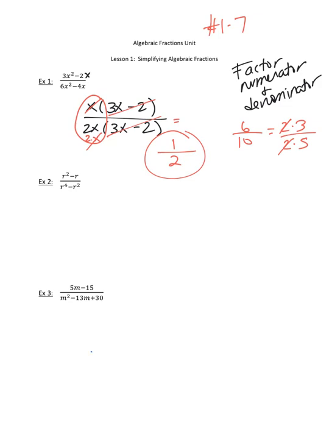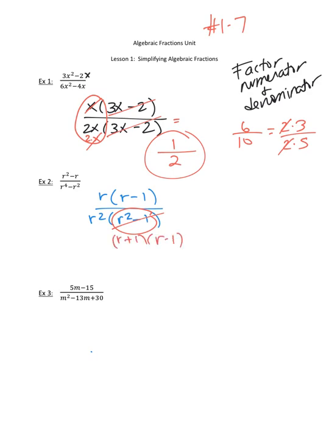Okay, in example 2, I look at the numerator. I need to factor it. GCF is r times r minus 1. In my denominator, I have a GCF of r squared times r squared minus 1. Now, r minus 1 and r squared minus 1 are not the same thing. Those are not common factors, but you'll notice that r squared minus 1 is a difference of squares. So that can be factored again into r plus 1 times r minus 1.